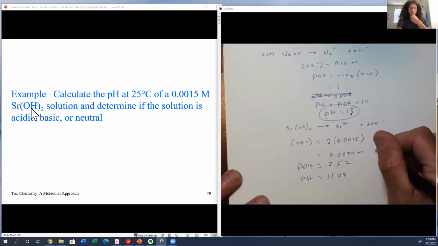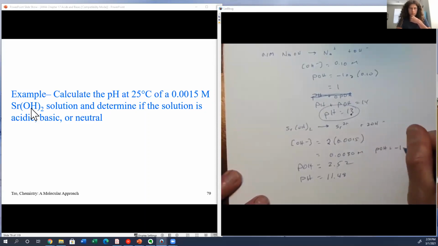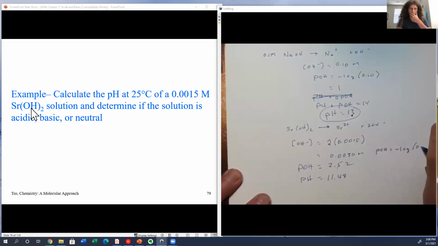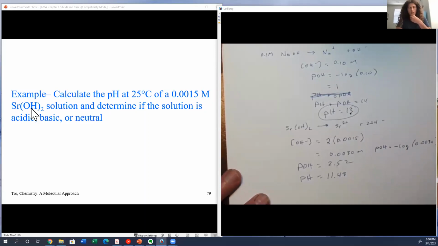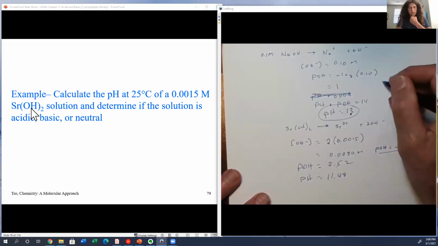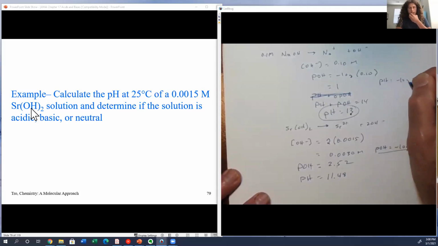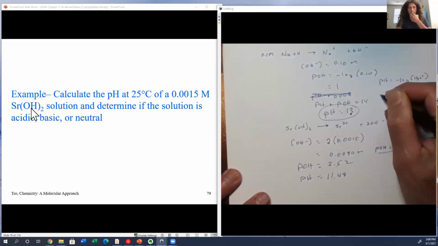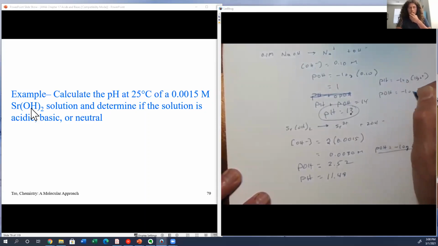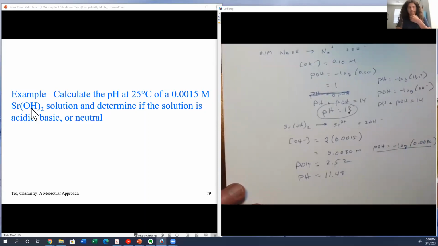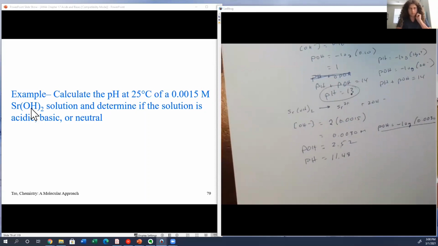So pOH is minus the log of 0.0030. The definition of pH is minus the log of H3O plus. The definition of pOH is minus the log of OH minus. And then we know that pH plus pOH equals 14. Okay. All right, good.